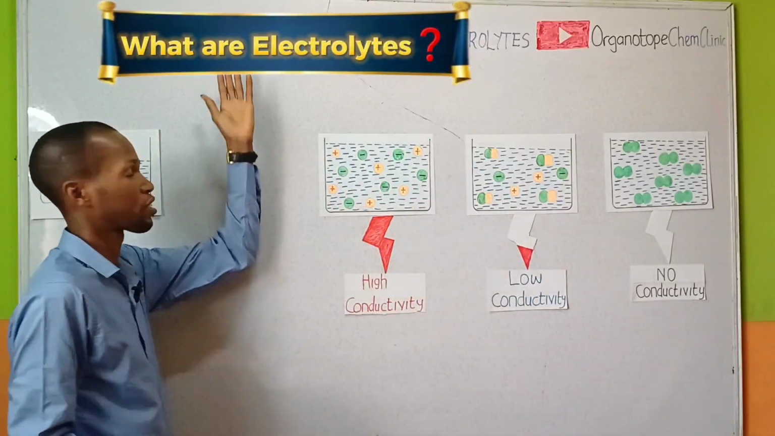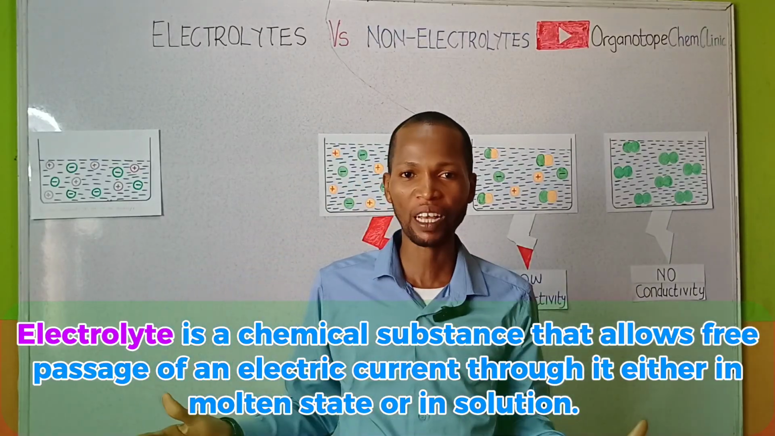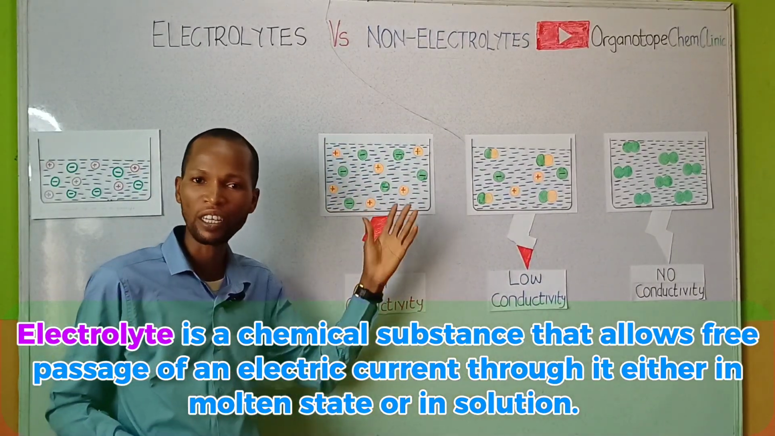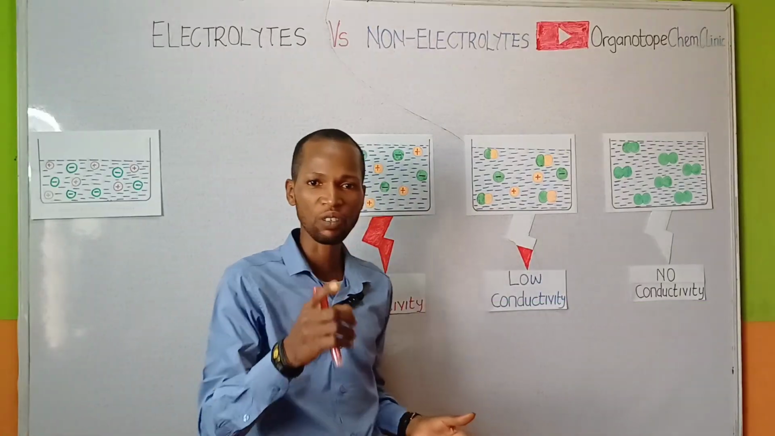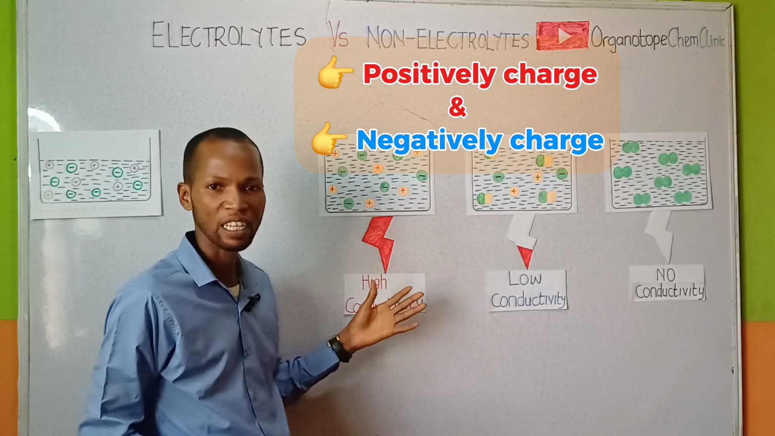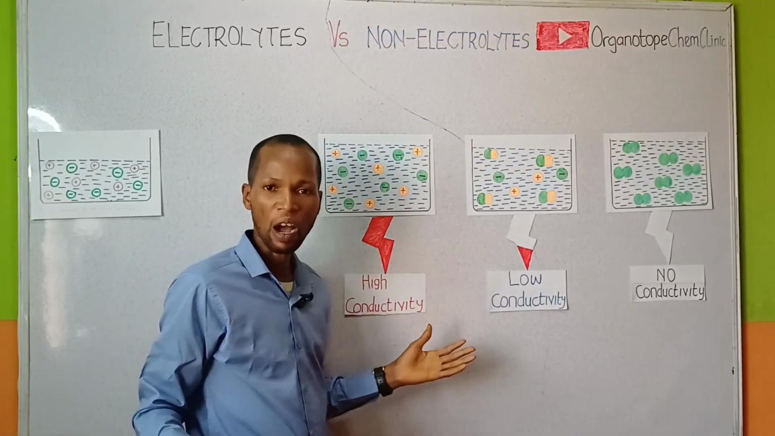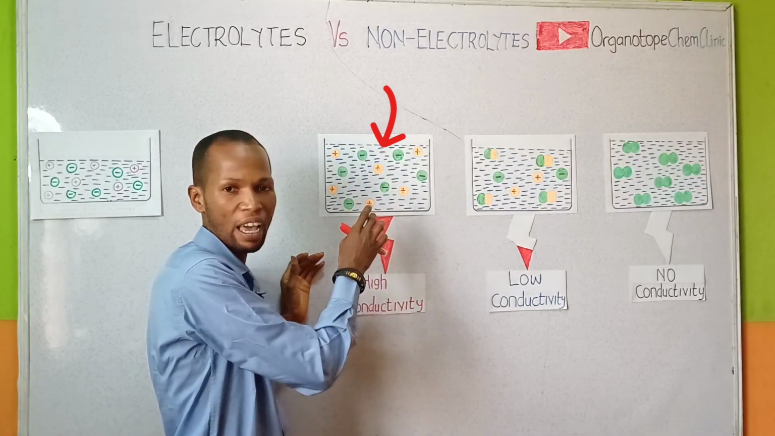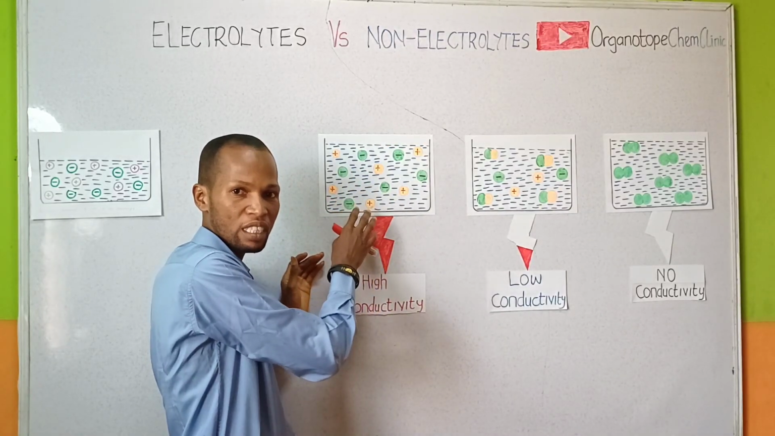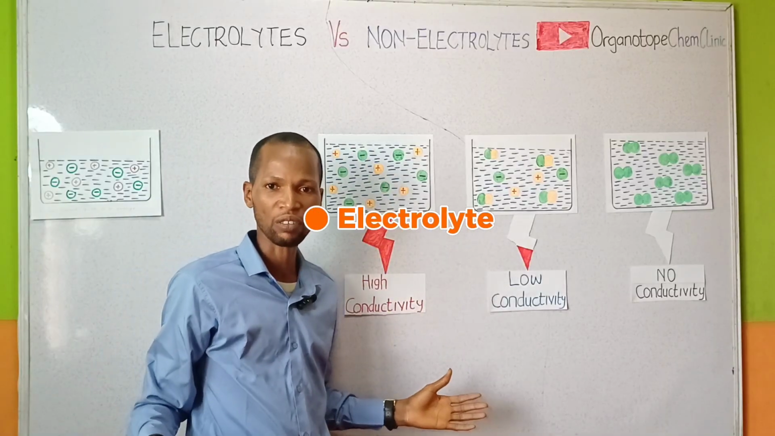What are electrolytes? An electrolyte is a chemical substance that allows free passage of electric current through it, either in molten states or in solution. Note that electrolytes will dissociate into positively charged and negatively charged ions and conduct electricity in solution. Now we can observe that the chart right here contains positively charged and negatively charged ions. That shows that the solution right here is an electrolyte.